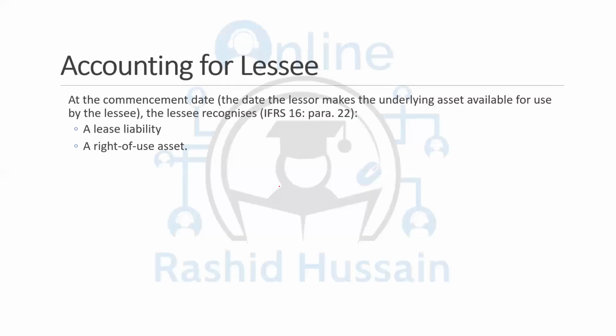But if the conditions are met, that means there is an identified asset. That means the asset is specifically mentioned within the contract, and the lessee has the right to control. That means the right to the economic benefits and the right to direct the use of the identified asset. That means now the contract should be classified as a lease contract. And when we say a lease contract, that means the lessee will be recording the right of use asset.